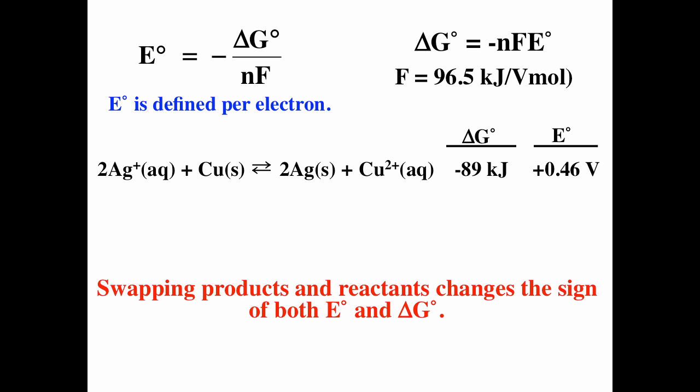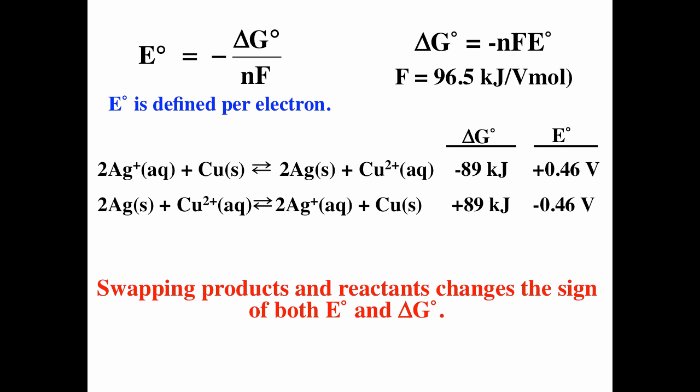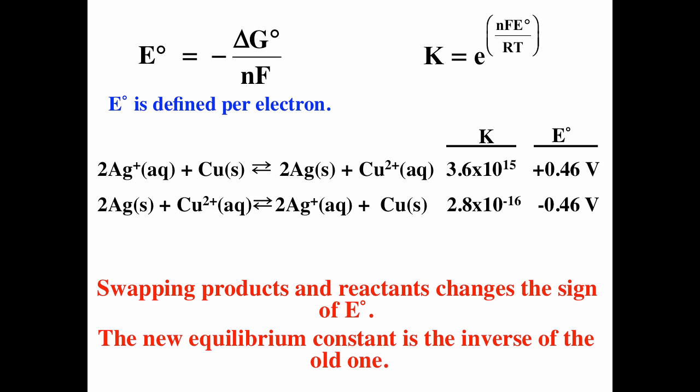Now, if we swap products or reactants, that will change the potential. And so it changes the sign of both the potential and your delta G naught. You should also remember that if you swap products or reactants, then the new equilibrium constant is going to be the inverse of the old equilibrium constant.